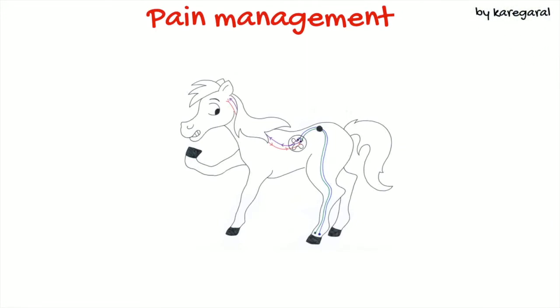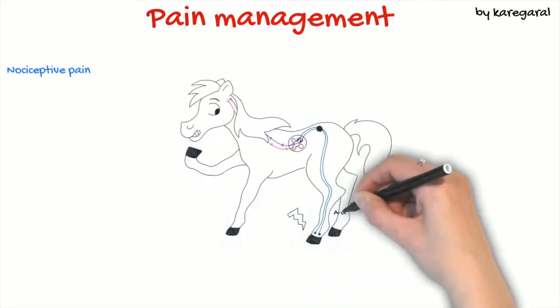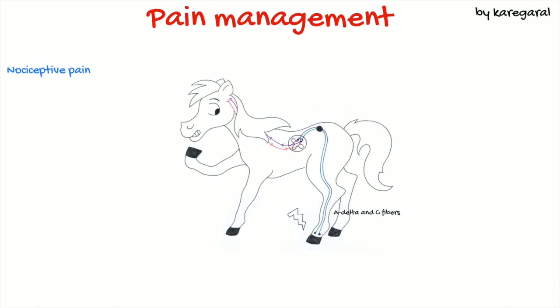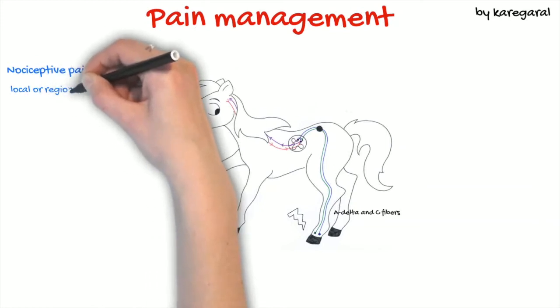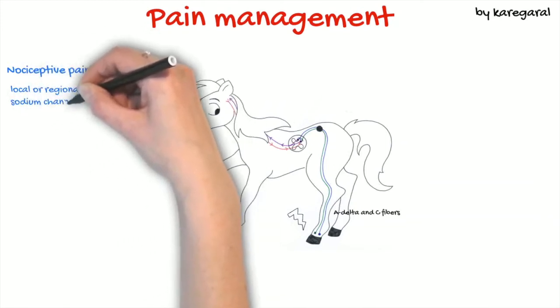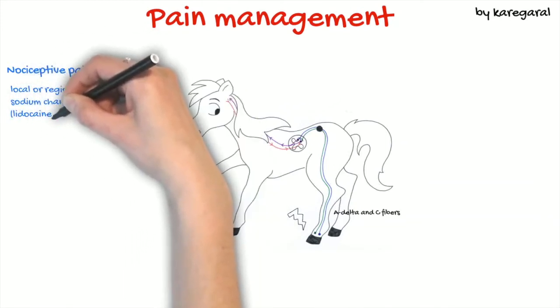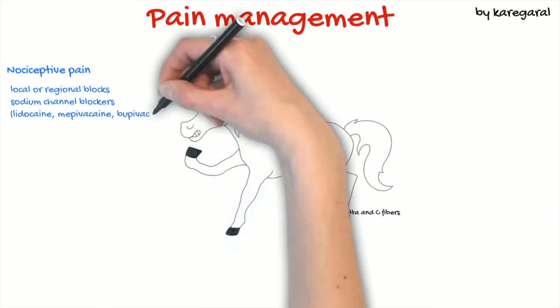If you remember from the previous video, nociceptive pain is caused by activation of high threshold A delta and C fibers. The most effective method to control this type of pain is to interrupt neurotransmission near to the site of injury with the use of local or regional blocks, using sodium channel blockers.